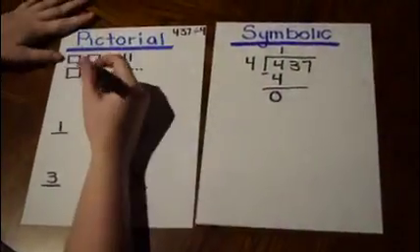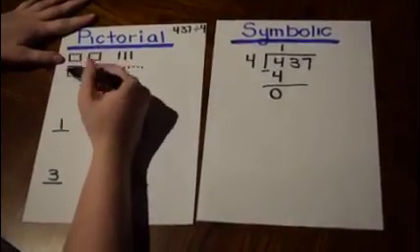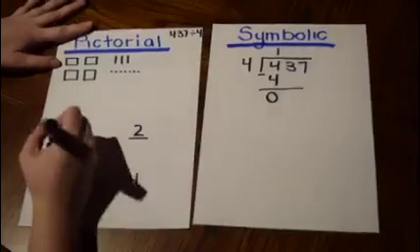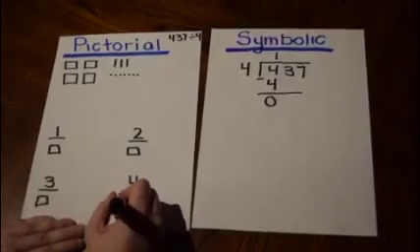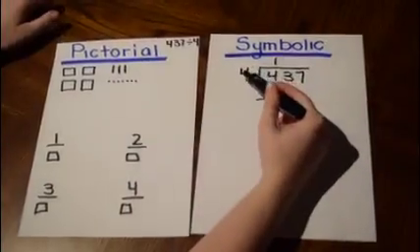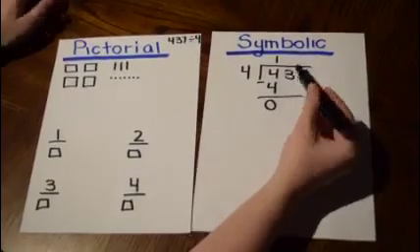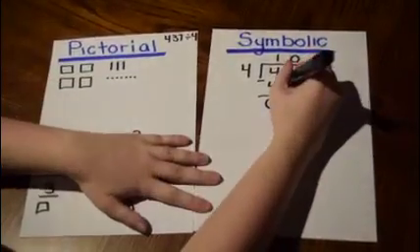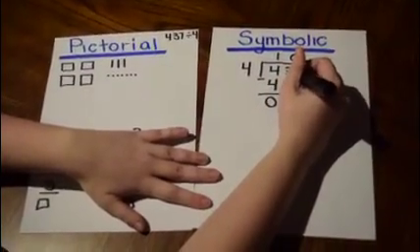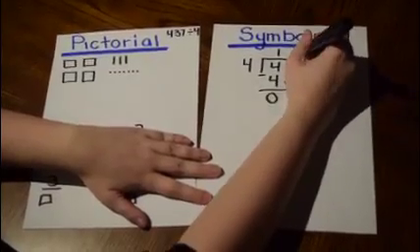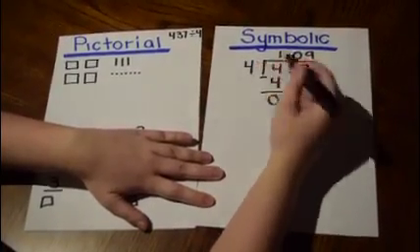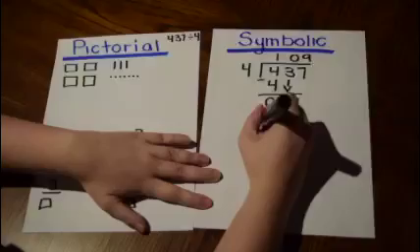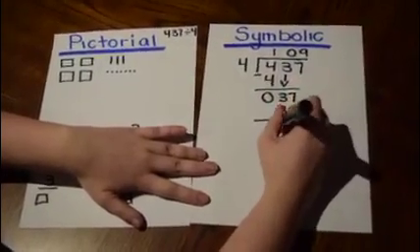So I know that with my pictorial, I can split my 4 hundreds into my 4 groups. Next, I'm going to see how many times 4 can go into 3, which is 0. Then I move over and I see that 4 can go into 37 9 times. So 9 times 4 is 36. When I subtract that, I get 1.